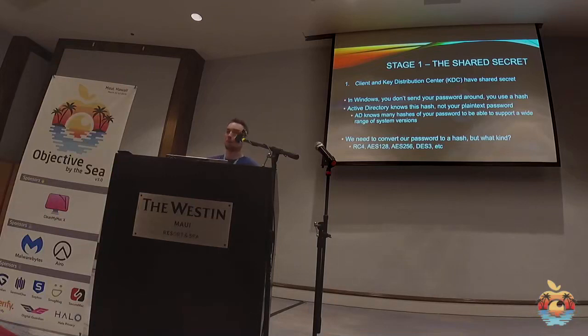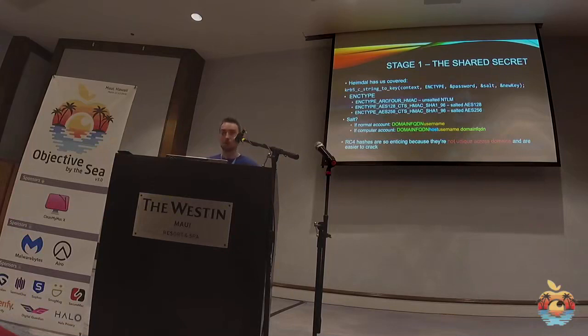And it has these for backwards compatibility reasons based off of the OS version that you're trying to talk to and what kind of domain you're in and all this sort of stuff. So if we want to go through and take our plain text password and get this hash, Heimdall has us covered with this krb5_string_to_key function that allows us to take a cstring representation of our password and get back a key. So the main ones we'll be concerned with here is RC4, which is an unsalted hash.